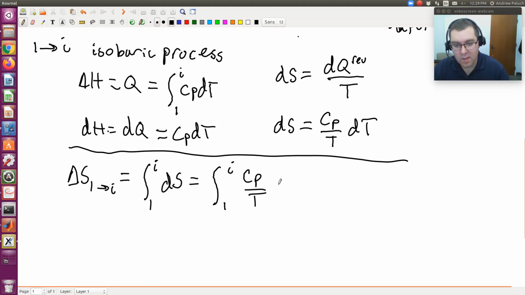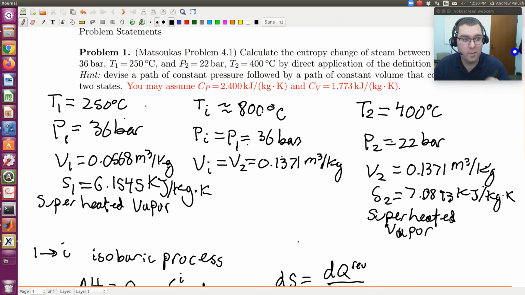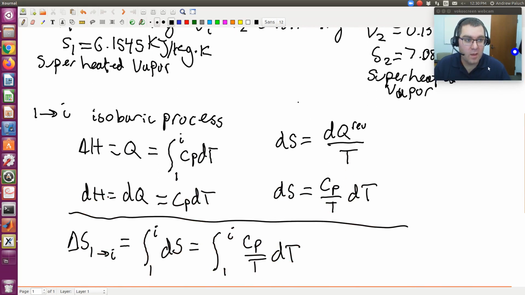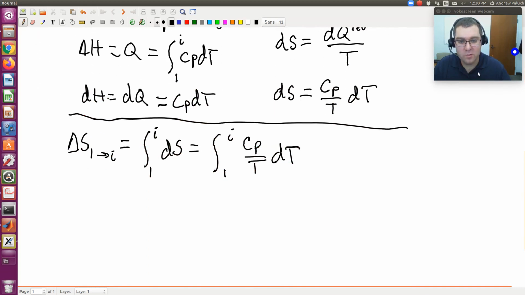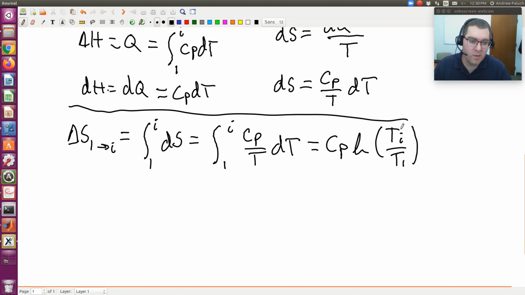Now in the problem we're given a value of Cp that is independent of temperature, so we'll assume that Cp is constant. So the integral becomes, I pull Cp out, and the integral of 1 over T dT is just the log of final over initial, which in this case is my temperature of my intermediate state divided by my initial state.